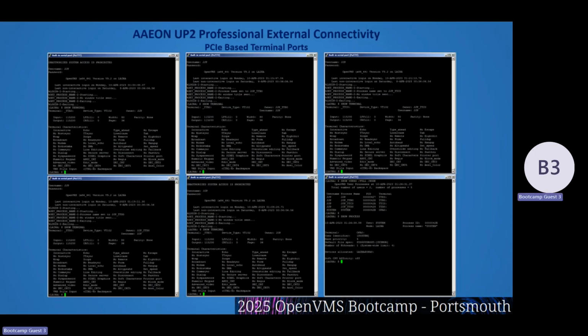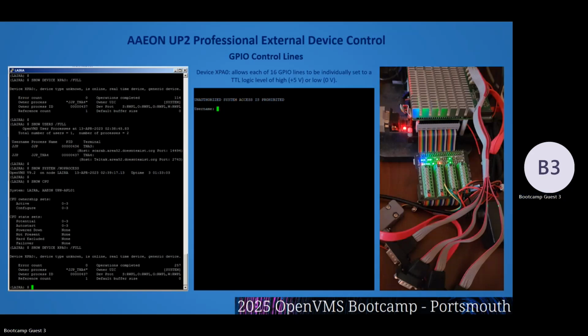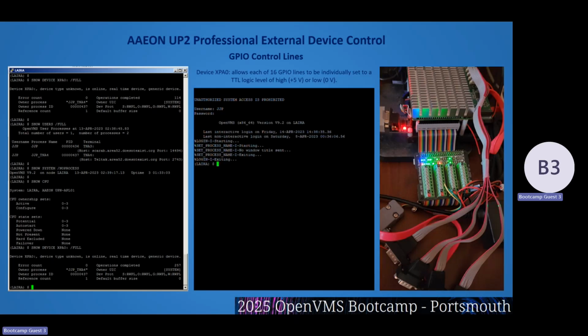So what can you do with this board? Well, one of the things you can do is you can actually control the outside world. This shows 16 GPIO ports for output only. They're connected to the Raspberry Pi hat connector. And what we're going to do is we're going to run a program which basically increments the logic levels on those 16 output lines. So this is actually live.